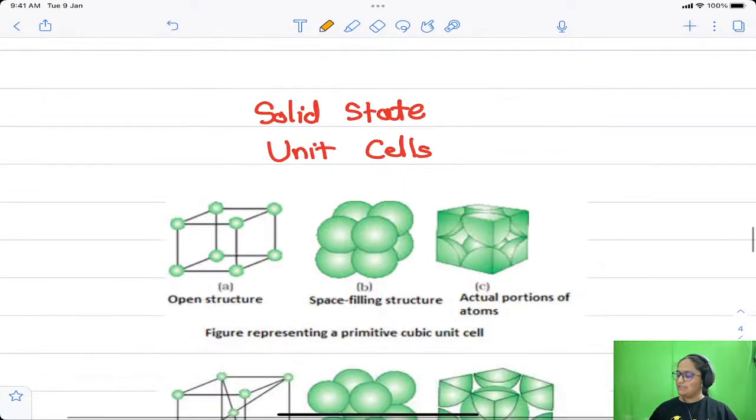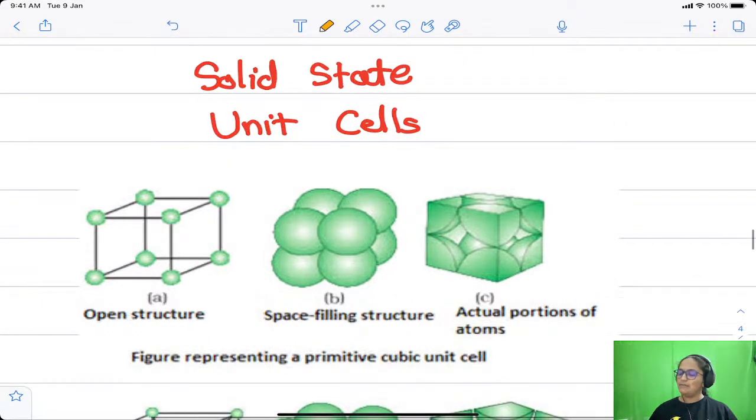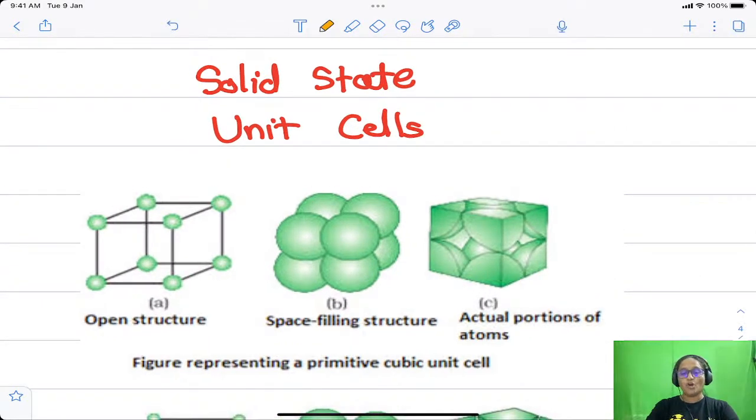I hope you can see the diagram here. The structures of these crystals or unit cells can be shown with 3 types of diagram. The first one is called the open structure, then the space filling structure, and the actual portion of the atoms, right? What is the meaning of it? I'll tell you. First, let us talk about the open structure.